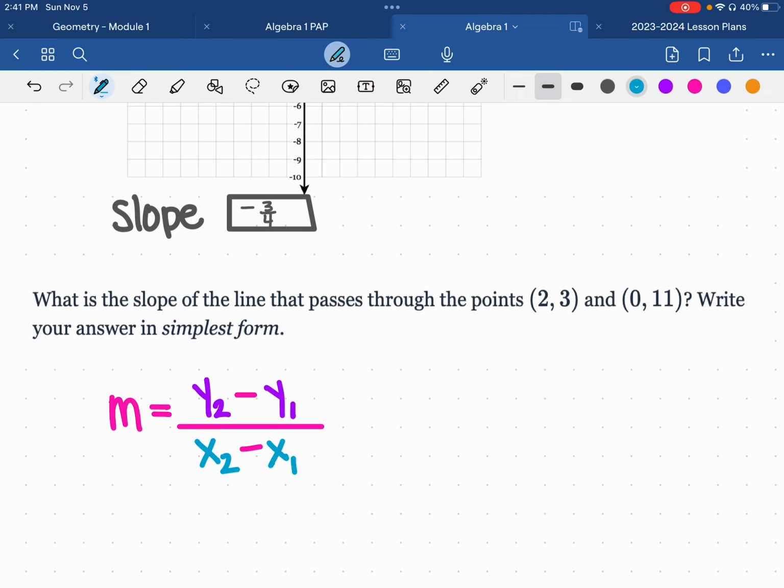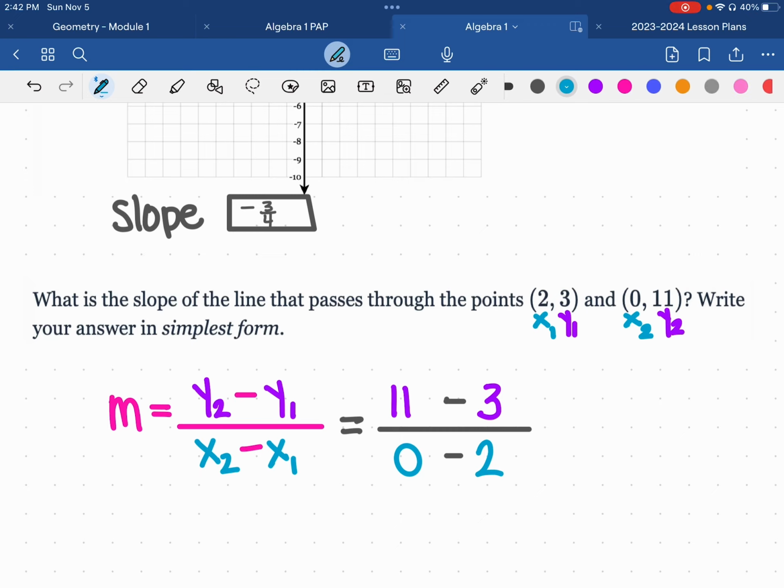Now I'm going to look at my two ordered pairs, and I'm going to say the x's are the first numbers. It's tradition to call the first one x1 and the second one x2. The second numbers inside of the parentheses are the y's. y1 goes with x1, y2 goes with x2. Now I'm going to go to my paper and start substituting. My y's go on the top, y2 minus y1. My x's go on the bottom, x2 minus x1.